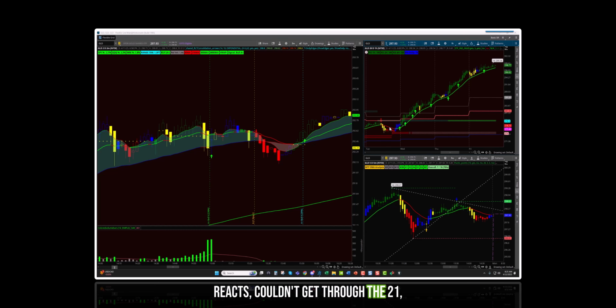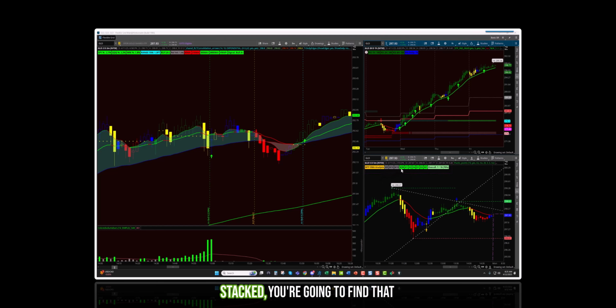Couldn't get through the 21. It pulled back. Then it broke through the 21 and separated itself. Now if we go down here and we look at this price action, this is going to be on the 5-minute time frame. So you notice that these labels, this is the 8, 21, 50.